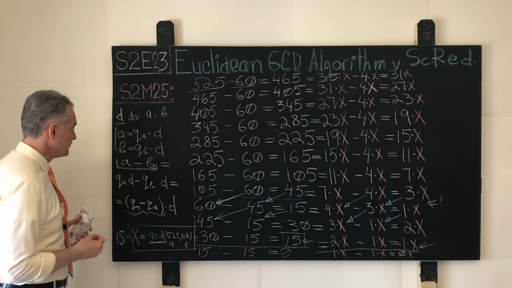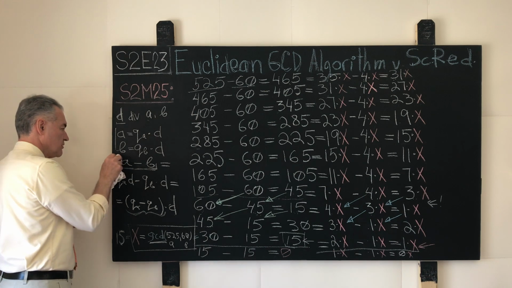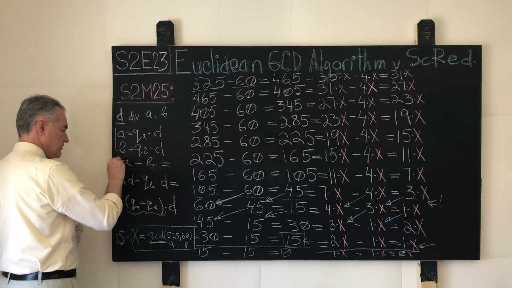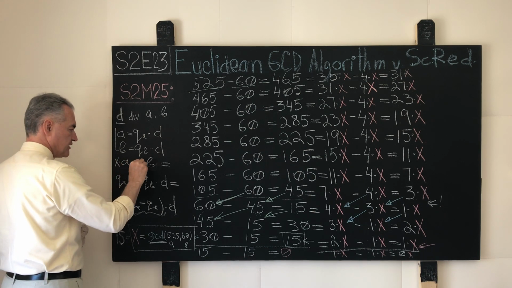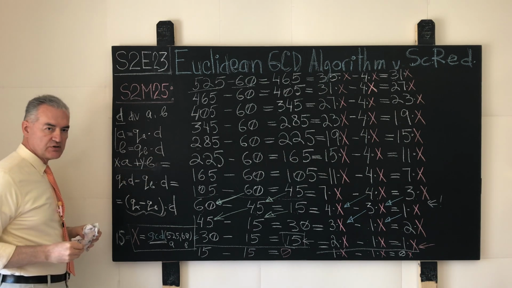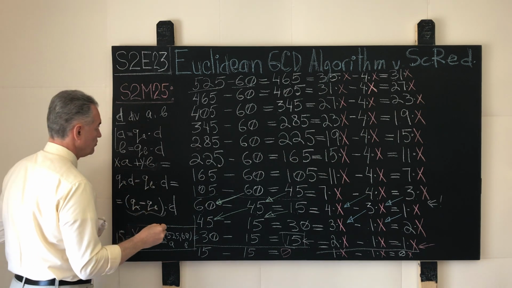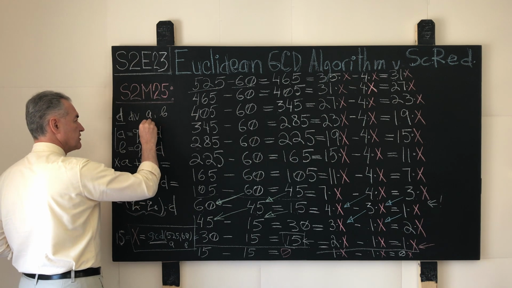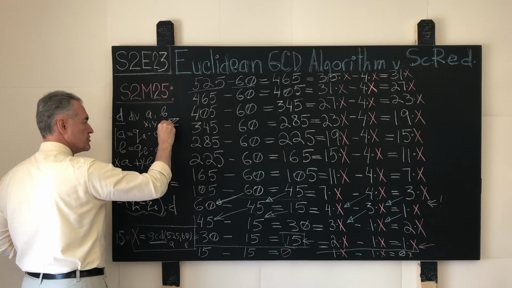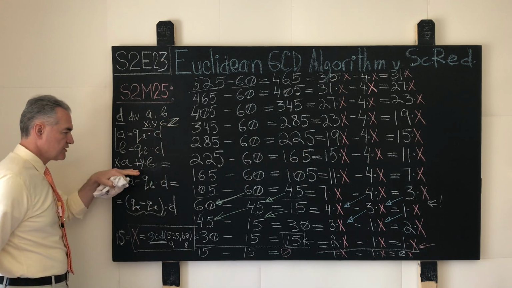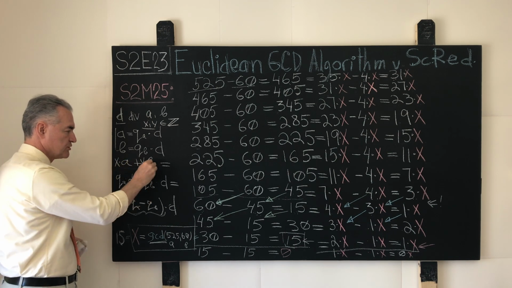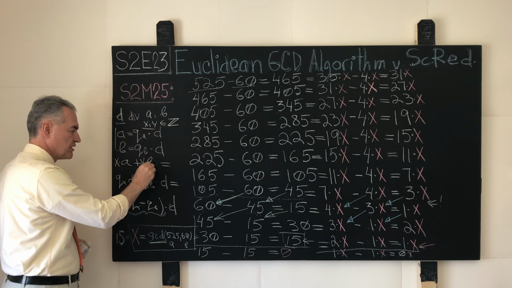Well, that means that in front of a we put x times, x is an integer, plus y times b. This is precisely an arbitrary linear combination, where x and y are integers. So this formation over here, x times a plus y times b, is what's called an arbitrary linear combination.